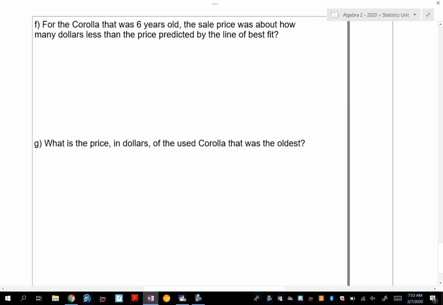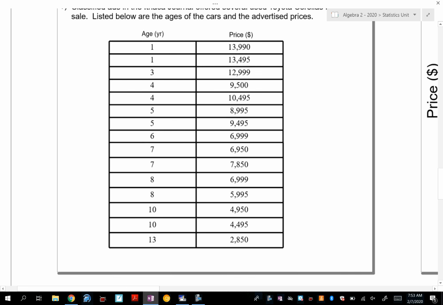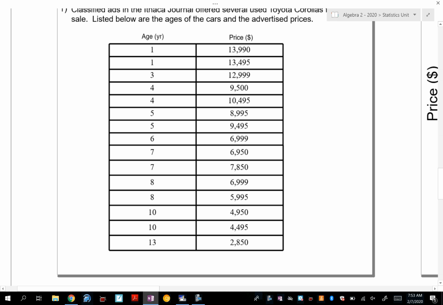The last slide. Okay, for the Corolla that was 6 years old, the sale price was about how many dollars less than the price predicted by the line of best fit? So this question on the SAT, they're not going to give you the actual data. Remember the very first slide, I gave you how old, and the price, okay? So we could do this problem algebraically, but I want to practice doing this using the scatter plot because that's how it's going to be on the SAT, okay?